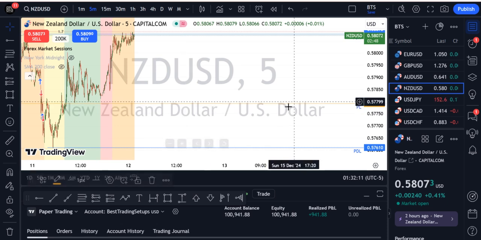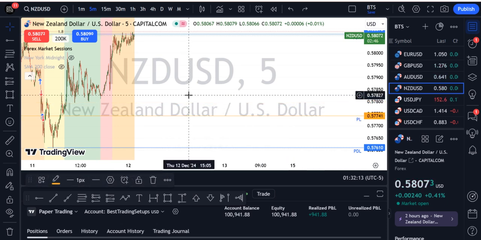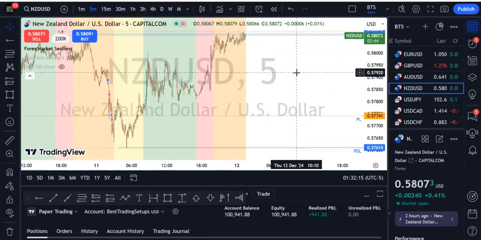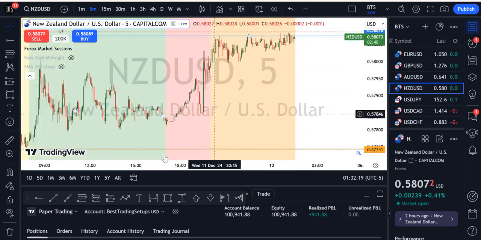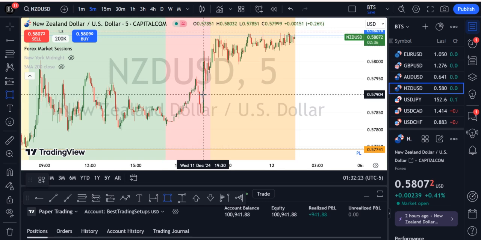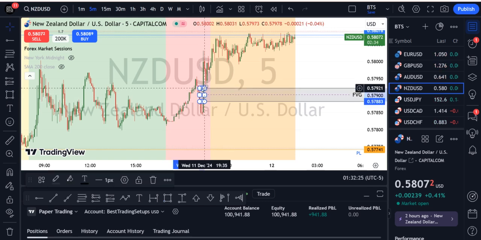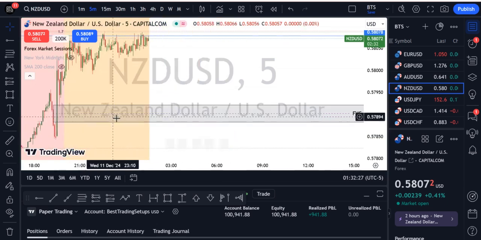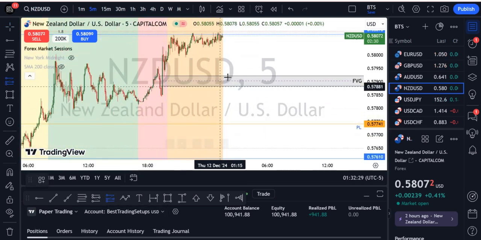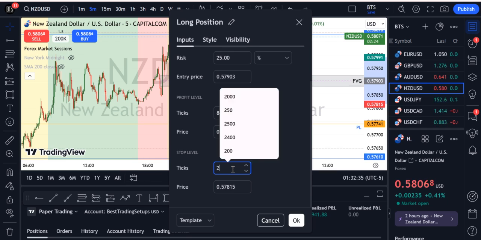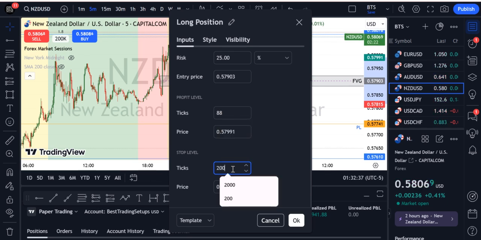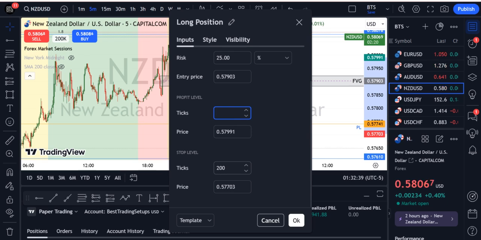Also NZD USD, we've gotten to previous day high, we've tapped it already, but we have this fair value gap right here, right? We can have price come back into this fair value gap zone, 20 pips stop loss, and we'll be targeting 60 pips also.